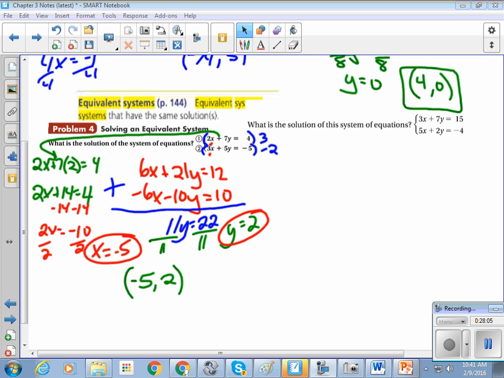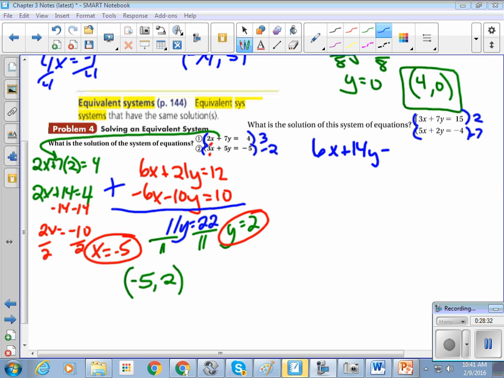So my top one I'm going to multiply by the 2, and my bottom one I'm going to multiply by the 7. Which one do we want to have the negative? Once again, fielder's choice. Top or bottom, which one's going to get the negative? On the bottom, we'll go negative 7. So let's go ahead and do that multiplication. We've got 6x plus 14y equals 30. And we've got negative 35x minus 14y equals 28.